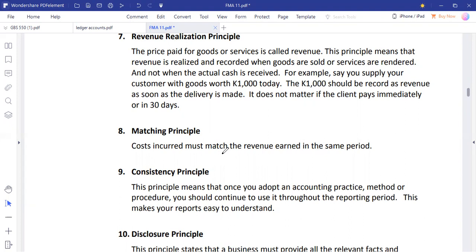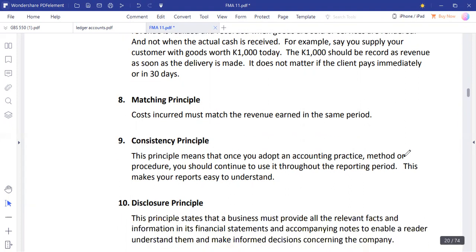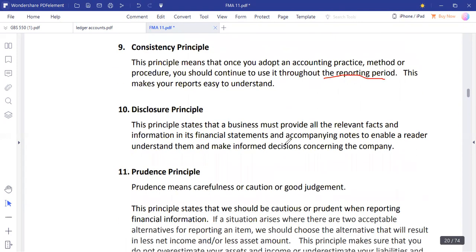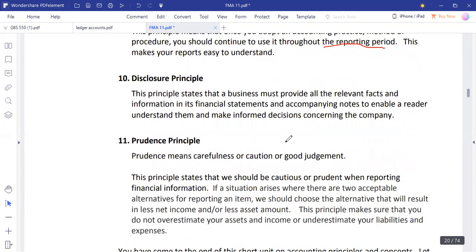The consistency principle simply asserts that you need to adopt one standard accounting principle, a method that you continue to use throughout the reporting. You can't use one accounting standard and another. The disclosure principle simply asserts that you need to provide all the relevant facts for disclosure purposes. You also need to add underlying notes that may enable the reader to understand and make informed decisions about the company.